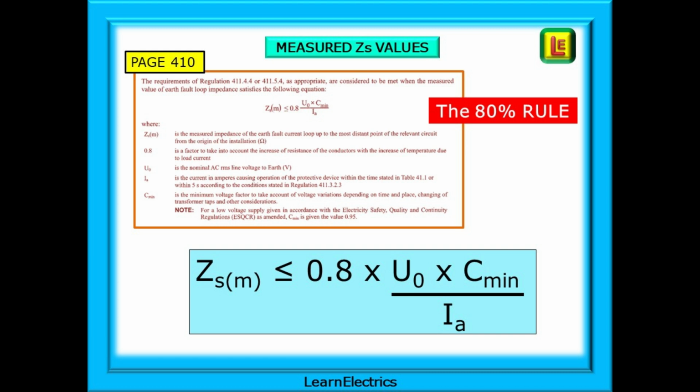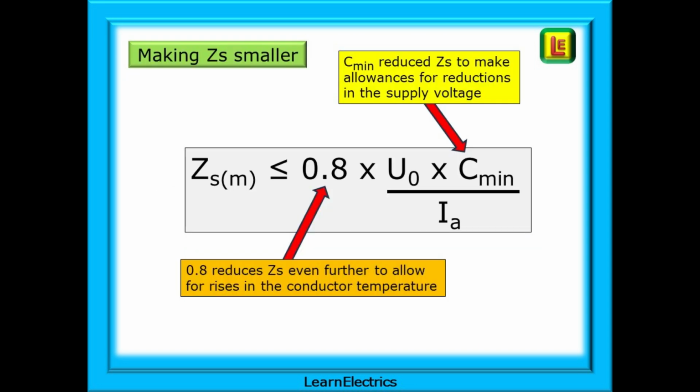These are the values you will be measuring against when on site, in someone's house, in a factory, and so on. So twice now we made ZS smaller. Cmin reduced ZS to make allowances for reductions in the supply voltage, and using 0.8 reduces ZS even further to allow for rises in the conductor temperature. We're trying to accommodate the worst conditions that the conductor might encounter, low voltages and high temperatures.